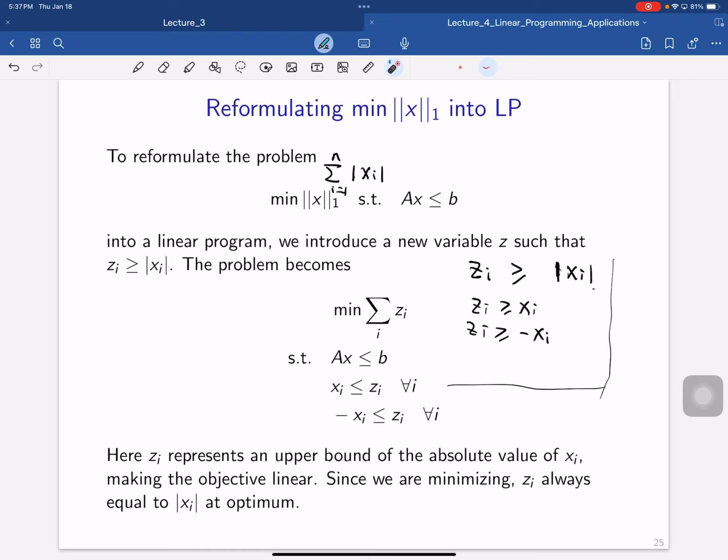Is this part clear? Yes. Why do you need to create the new variable? Because if the one norm is just a summation itself, then isn't that inherently linear, I guess?